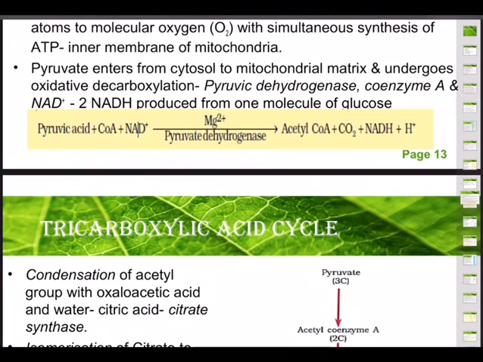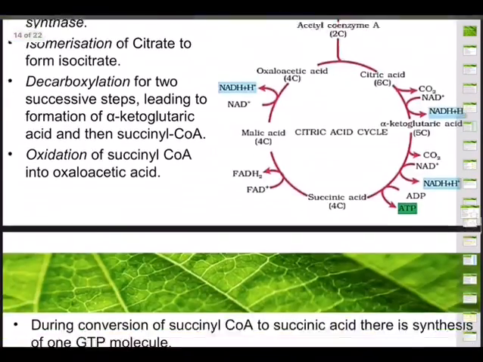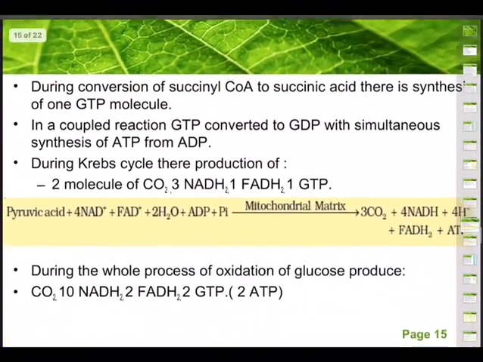And what is the importance of Krebs cycle? As far as Krebs cycle is concerned, as far as energy levels are concerned, it is 24 ATP molecules. And don't forget, in between glycolysis and Krebs cycle, there is the link reaction.